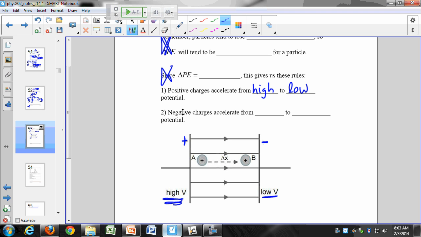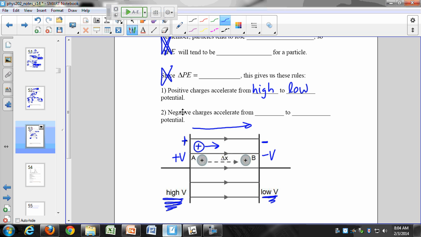So if I imagine a positive particle here, it's going to feel a force in this direction, causing it to move from left to right. That's moving from high potential to low potential, because over here I have a positive V and over here I have a negative V.